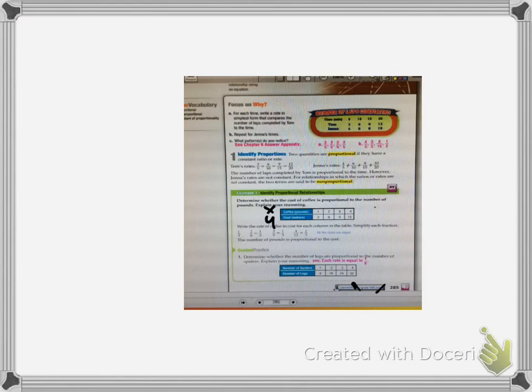So look at the guided practice. It says determine whether the number of legs is proportional to the number of spiders and explain your reasoning. Well, one spider has 8 legs, 2 spiders have 16 legs, and if you were to simplify all of those fractions or ratios, you would get 1/8. So yes, each ratio is equal to 1/8. So yes, this is a proportional relationship.